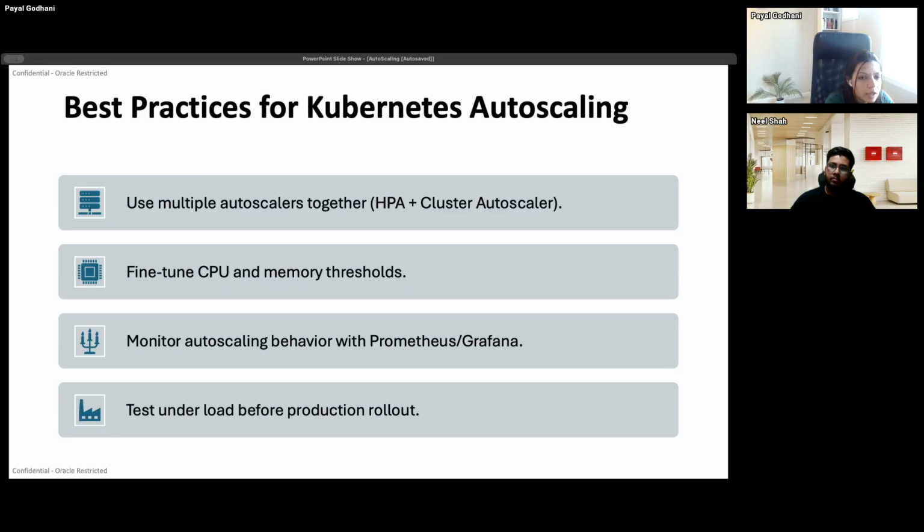Monitor your auto scaling behavior first using one of the tools that we discussed. Test it in your test environments or any dev environments before it goes out to production.